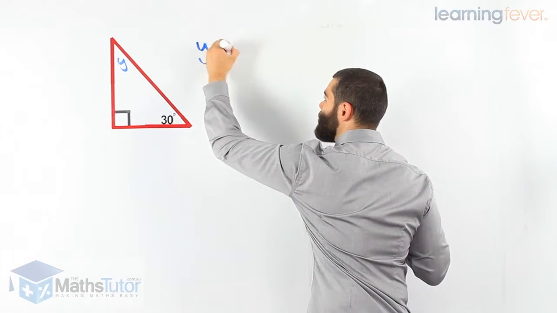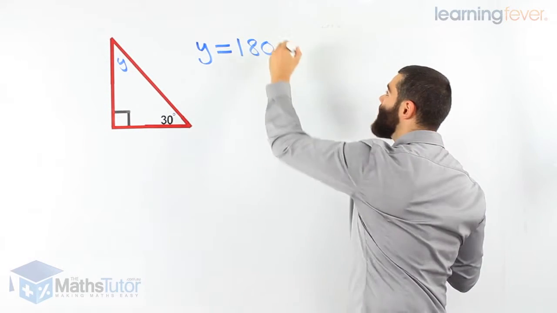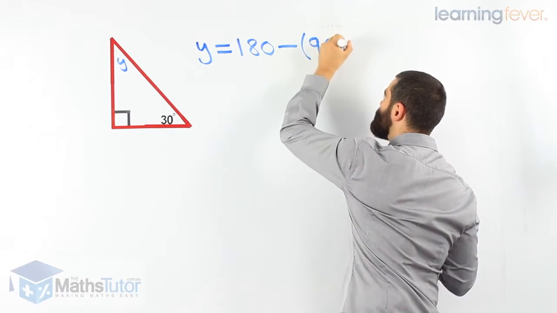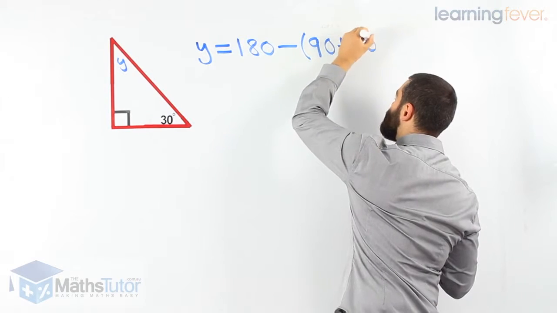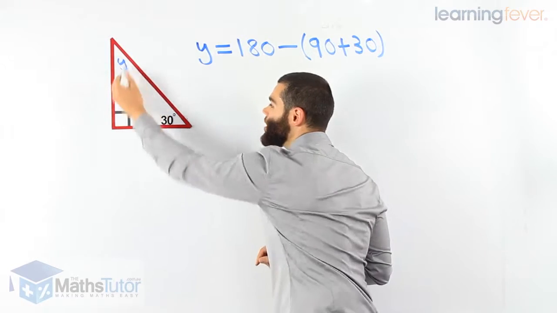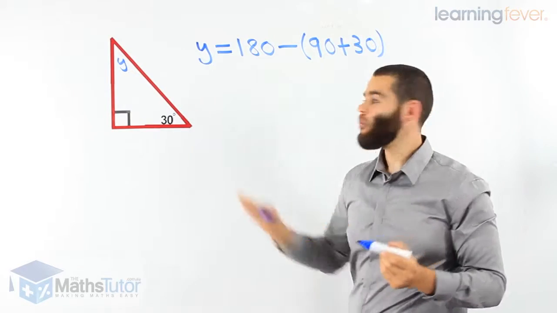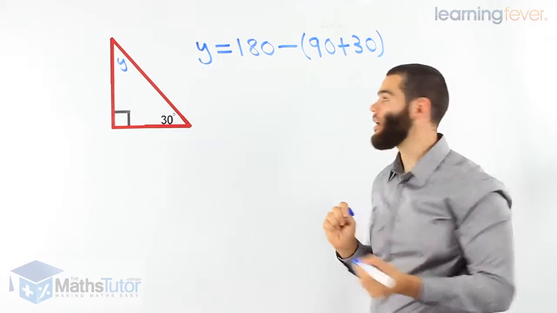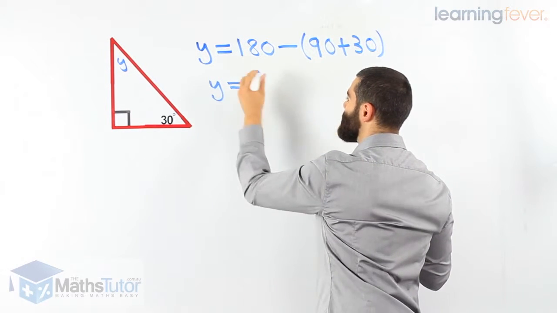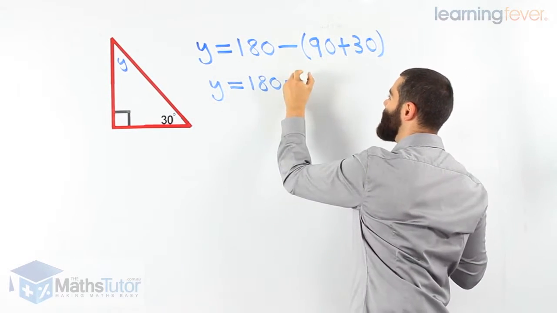We write Y equals 180 degrees, which is the total, take away the other two angles. Take away the 90 and take away the 30 degrees. 180 is all three angles. Take away the 90, take away the 30, take both of them away, we're going to be left with Y. We show our working out. There it is. 180, take away 90 plus 30, we're taking away both of them.